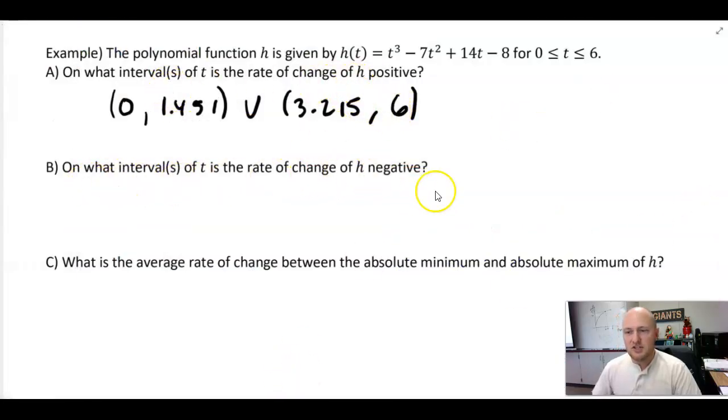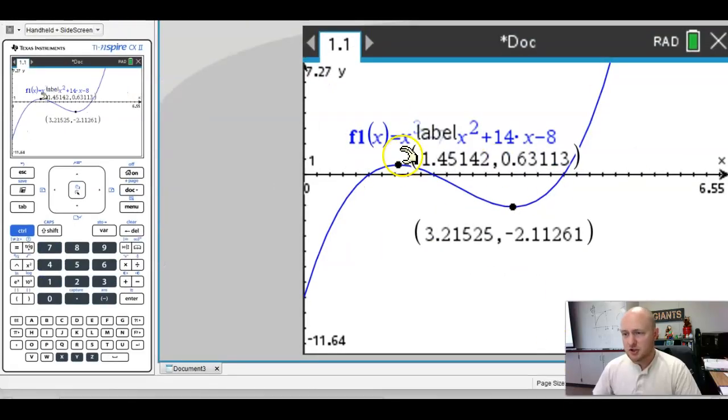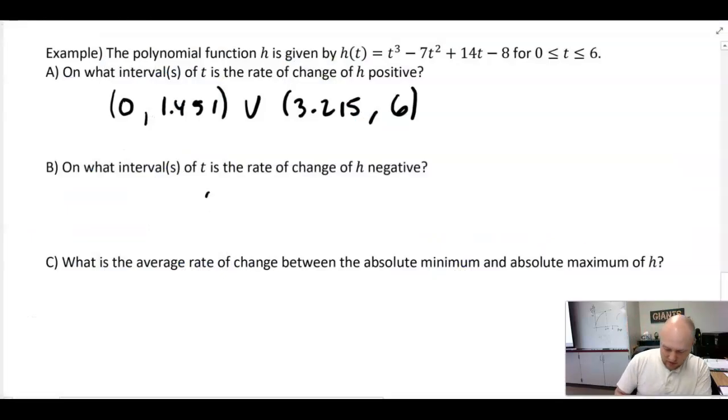Now, on what intervals of t is the rate of change negative? Well, my function's decreasing from max to min. So here our rate of change is negative. So that interval is going to be 1.451, comma 3.215.